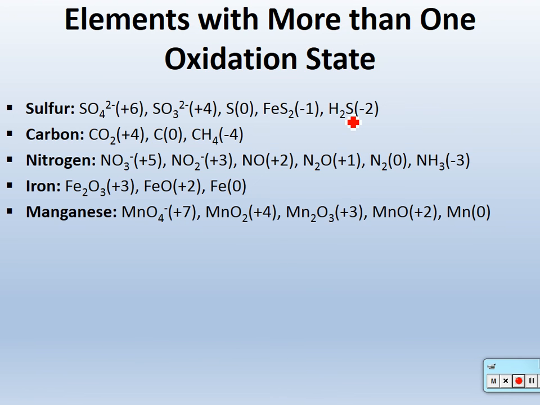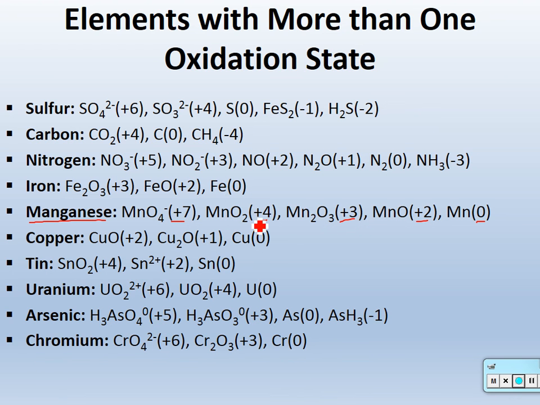Nitrogen has a bunch. Iron, manganese is a very interesting element because of all the oxidation states that it has, you see manganese in a lot of minerals. Well, each oxidation state in the mineral corresponds to a different color. So manganese minerals can be, from purple to pink to blues and greens. And that's what makes such interesting colors when you're looking at the mineral with manganese in it. But copper, tin, uranium, arsenic, chromium, gold, all of them have more than one oxidation state.